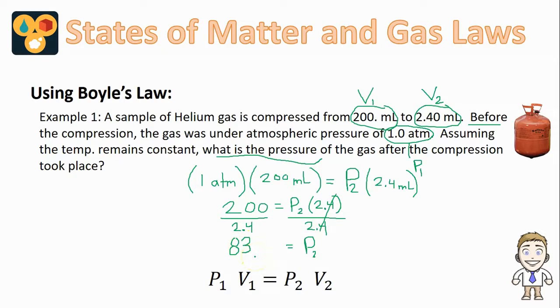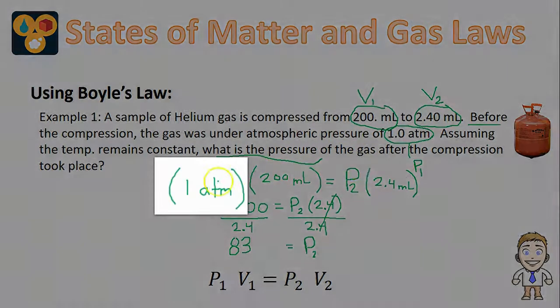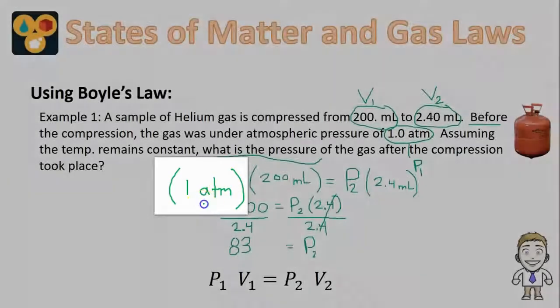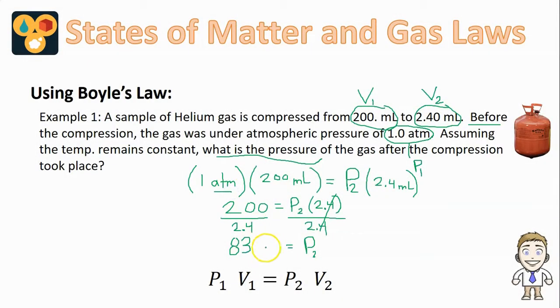I know this is a pressure, but is it atmospheres, is it kPa? The way this equation works is the pressure units, or any of the units, will always match on both sides. So since my P1 that we used was in ATMs, when I solve for P2, it will also be in ATMs. So the pressure of this gas after the compression took place is now 83 atmospheres.